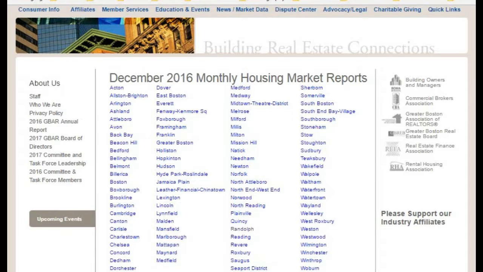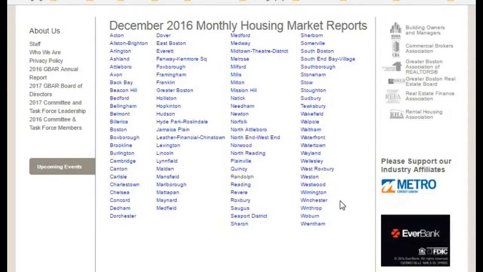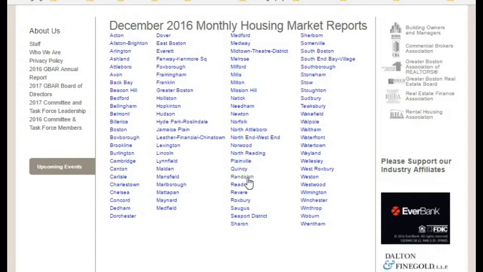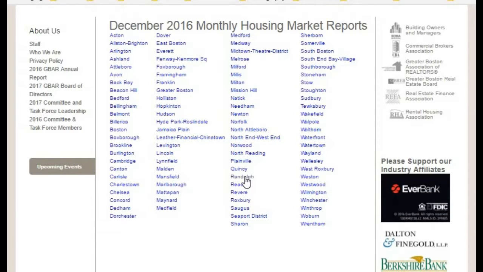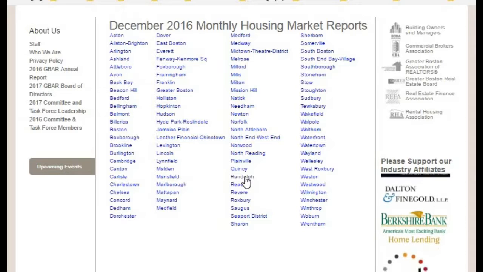Now, the December report, as all other monthly reports, shows you the monthly housing market stats for all of the towns within the Greater Boston Association of Realtors responsibility. The complete list is available on this page, and for this exercise, we're going to use the local market update report for the town of Randolph. So go ahead and click on Randolph.